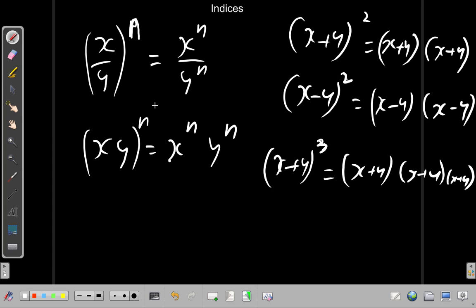Alright, now what we dealt with here was a fraction raised to a power. You can have the numerator raised to the power over the denominator raised to the power. When you have multiplication of two numbers, two expressions raised to a power, you can have each of them raised to that power, and that's multiplied.